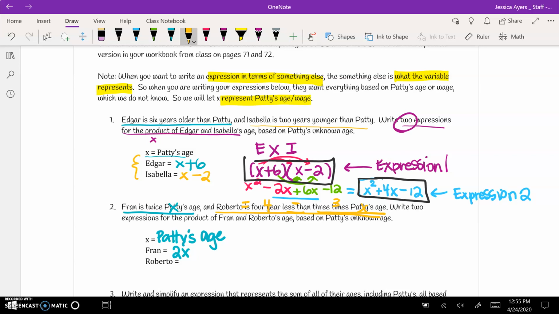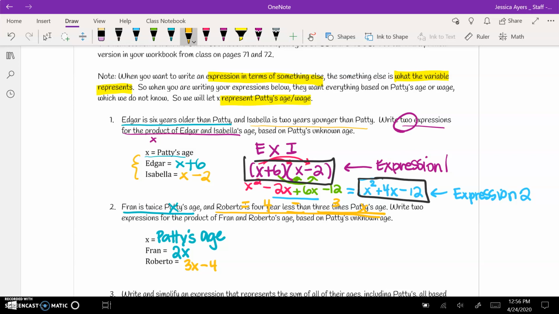Now remember, when you have a "less than" phrase, you need to switch your order. So instead of writing 4 minus 3x, we want to write 3x minus 4. That's because 3 times Patty's age is probably bigger than 4, and if we left it as 4 minus 3x, we'd end up with a negative, which Roberto can't have, since he can't have a negative age.